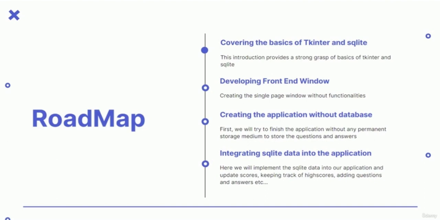And up next we will start creating the application. So first we will just use the application without any database. So I'll just have the questions and answers in the Python script without any external, permanent storage medium. So it's almost like a complete project but without any database. And next we will just integrate the SQLite database into our application. So this time we will have a permanent storage medium, and we will be able to keep track of the high scores, and we'll be able to add questions and so on.